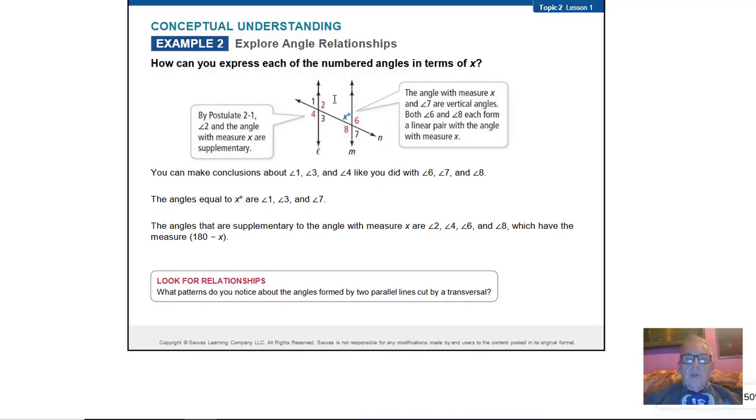So let's see, how can we express each of the numbered angles in terms of x? If we look at 2 and x here, 2 and x are a pair of same-side interior angles, so these angles must add up to 180 degrees. Angle 4 and angle 8 are a pair of corresponding angles, and 8 and 6 are a pair of vertical angles.